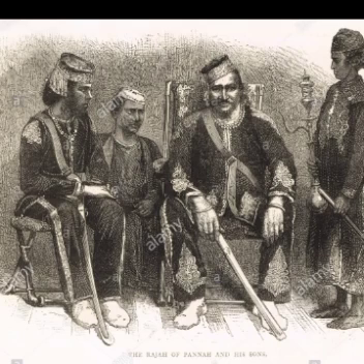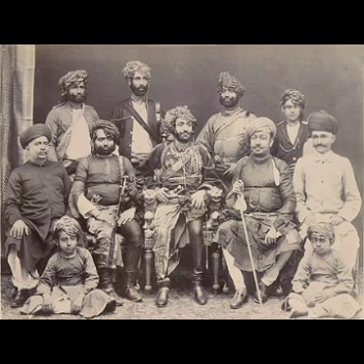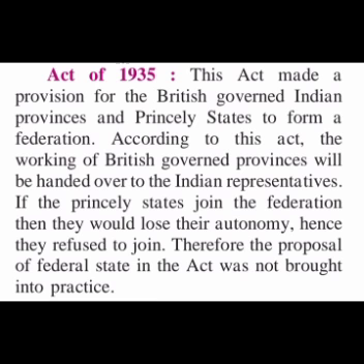If the princely states join the federation, then they would lose their autonomy. Autonomy means power. Kings will lose their control or power of ruling the princely states, and hence they refused to join the federation. Therefore, the proposal of federal state in the act was not brought into practice. Means the act of 1935 was not accepted by the rulers of princely states because they didn't want to lose their power.